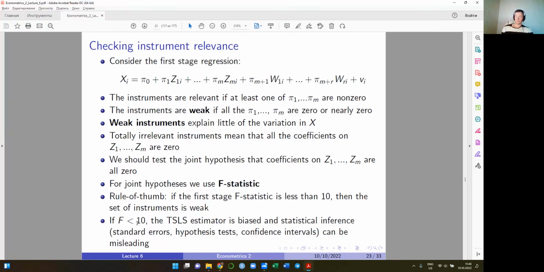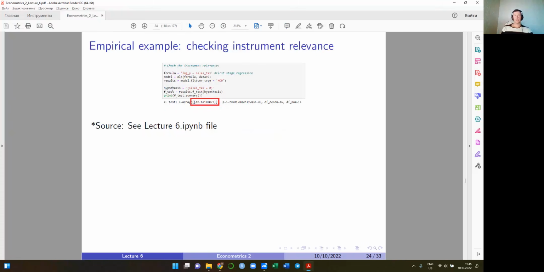Well, basically this is simple. We have a first stage regression. This is the part of the Python code. We test the joint hypothesis. You must remember how we do this. This is either an F test or something like that. And we see that from the first stage regression, when we had only one instrument, the F statistic is 42.